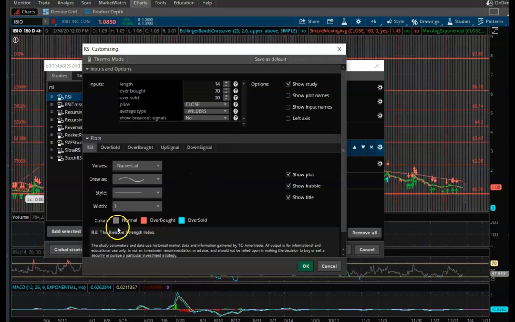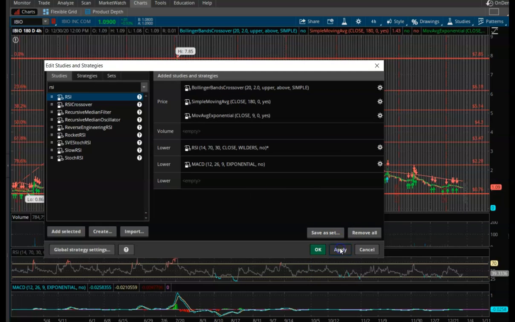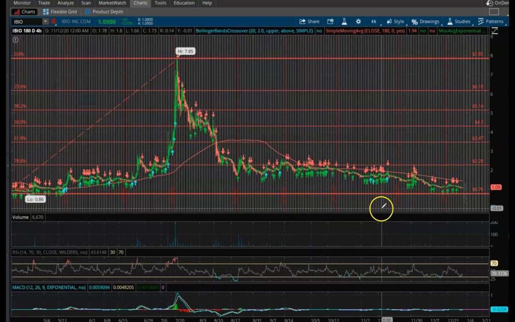Below, you'll see that you can change the color of your lines on the RSI. So normal or fair value is what I would call it, is gray. Obviously, you can click on it and change whatever color you want. Overbought, I have as red. Oversold, I have as blue. You would just hit OK, hit apply, and then OK again.